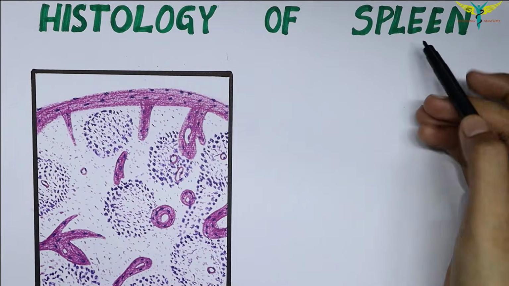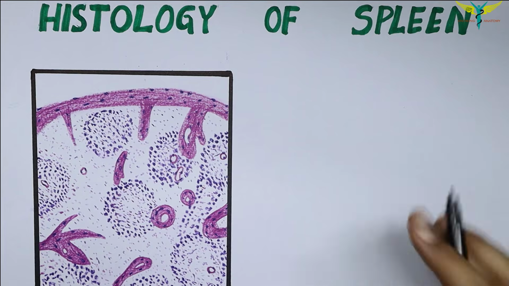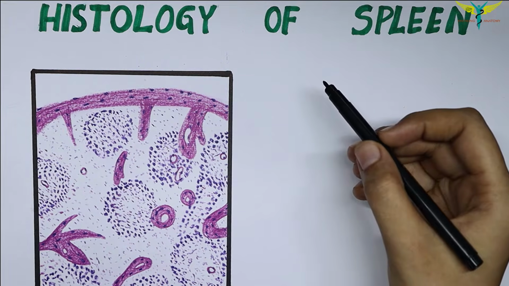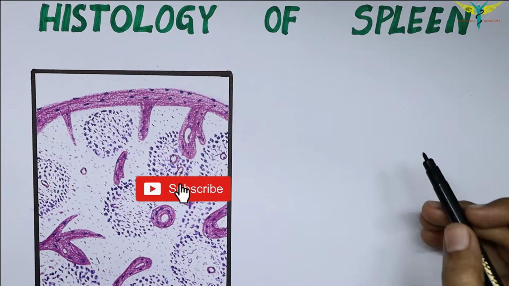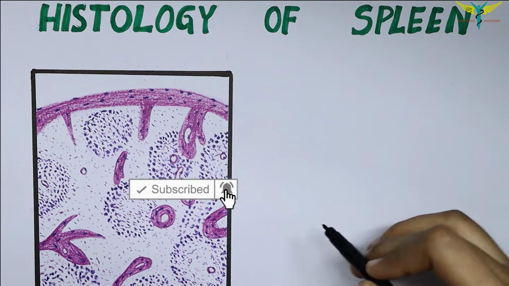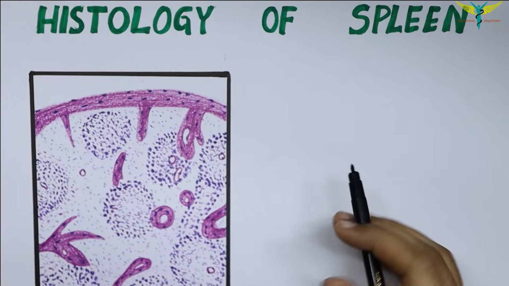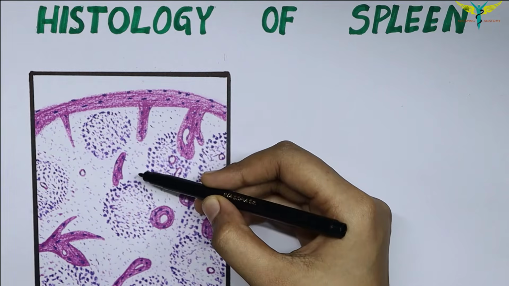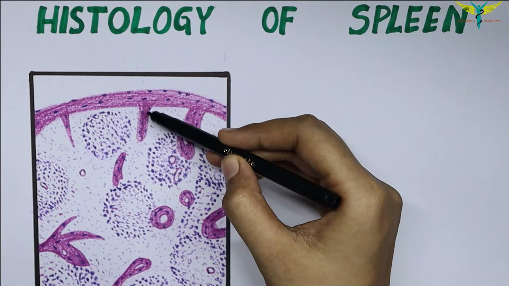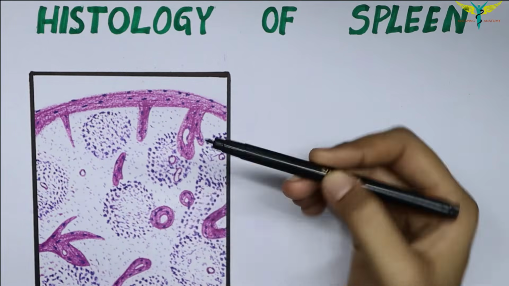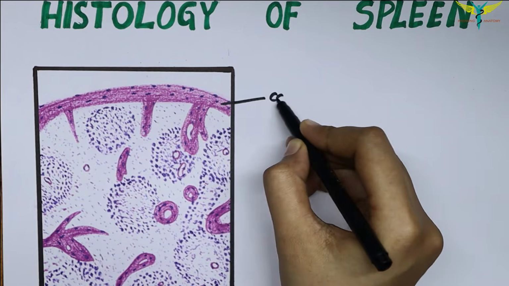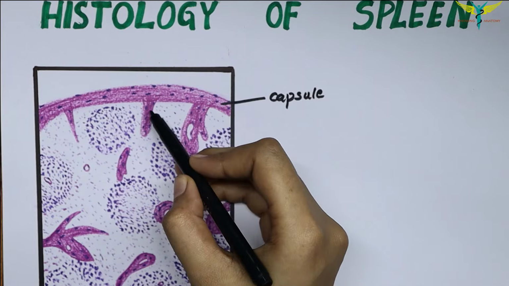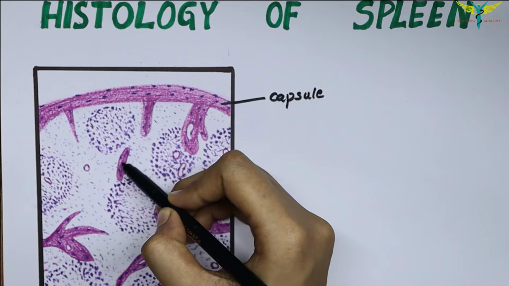Histology of the spleen. The spleen is the largest lymphoid organ in the body, and normally it is a blood-forming organ in the fetal life and blood-destroying organ in the postnatal life. The spleen is characterized by a thick capsule with the trabeculae. Those extend from the capsule into the organ. This is the capsule, and the trabeculae extends from the capsule into the organ. So these are the trabeculae.